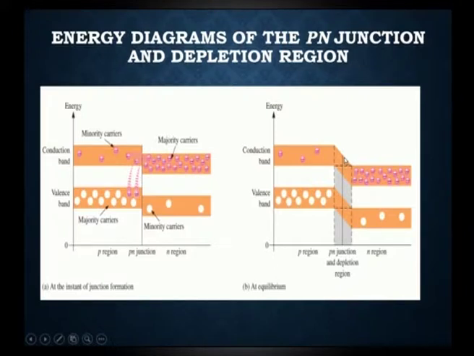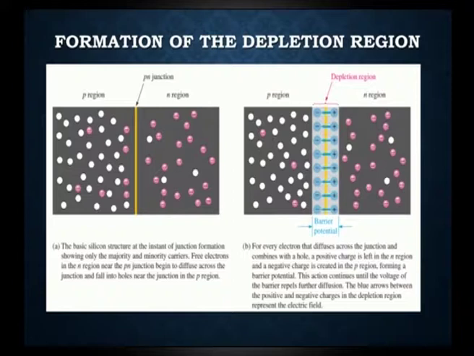Due to this, there will be a potential difference, and that potential is called the barrier potential. So, this depletion region will become a barrier, so that no electrons and holes will cross this p-n junction. That is why the field that is created in this depletion region or barrier is called the barrier potential.